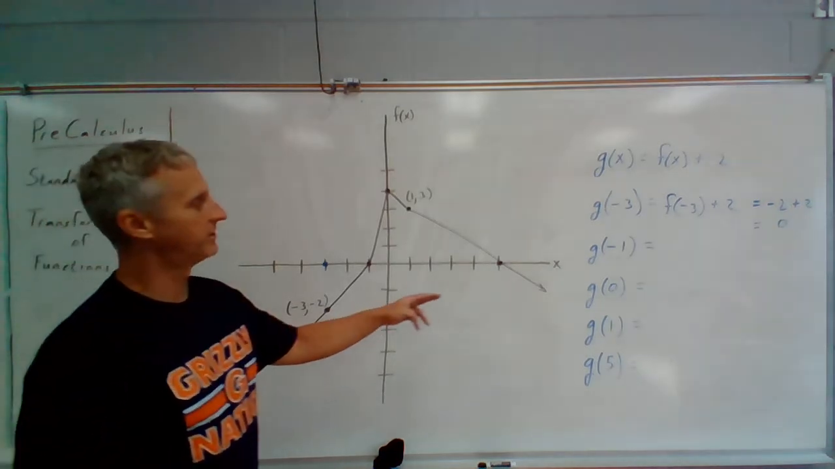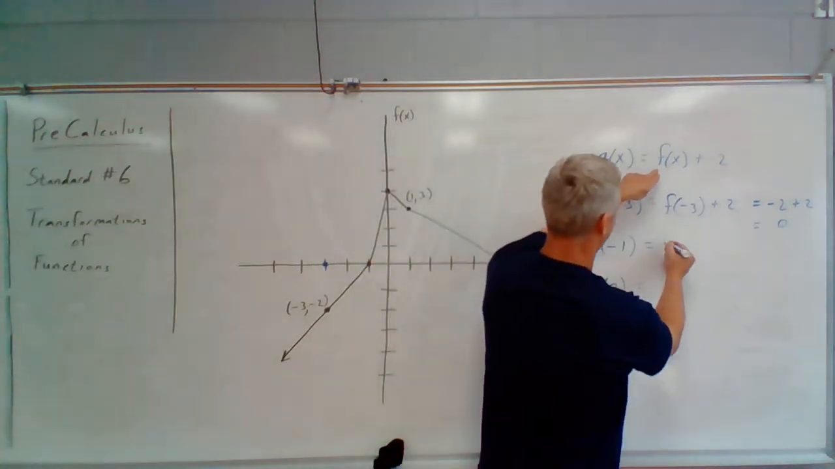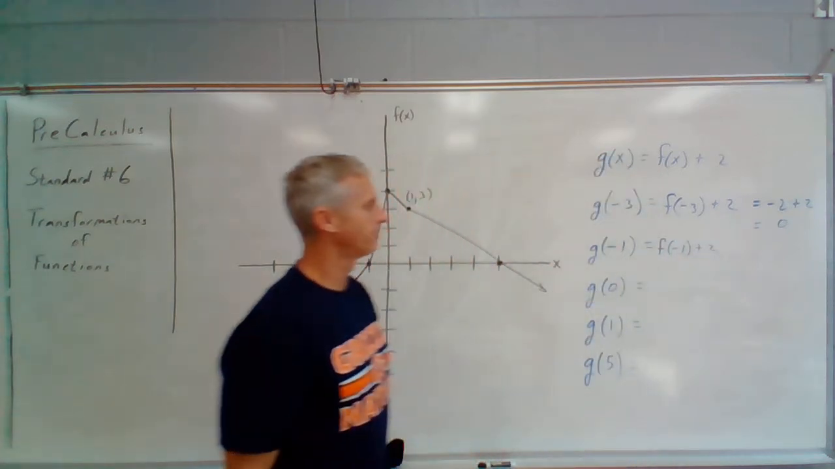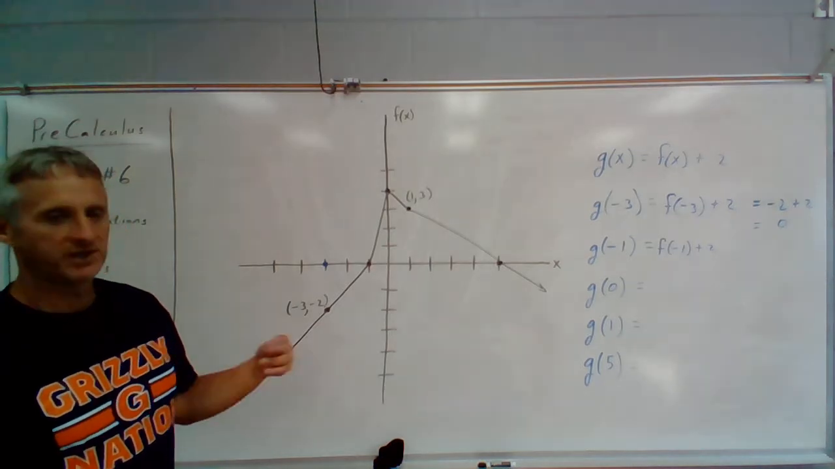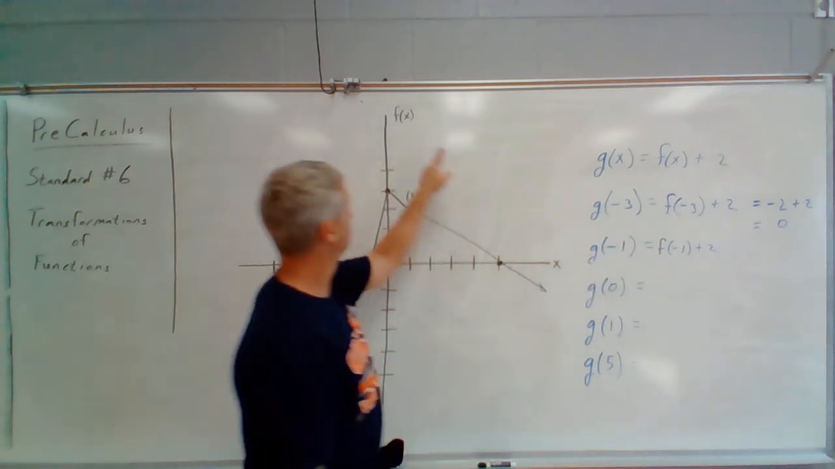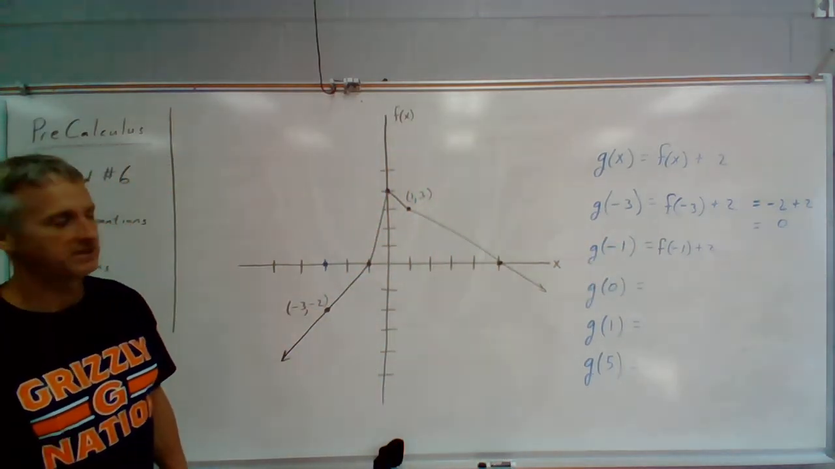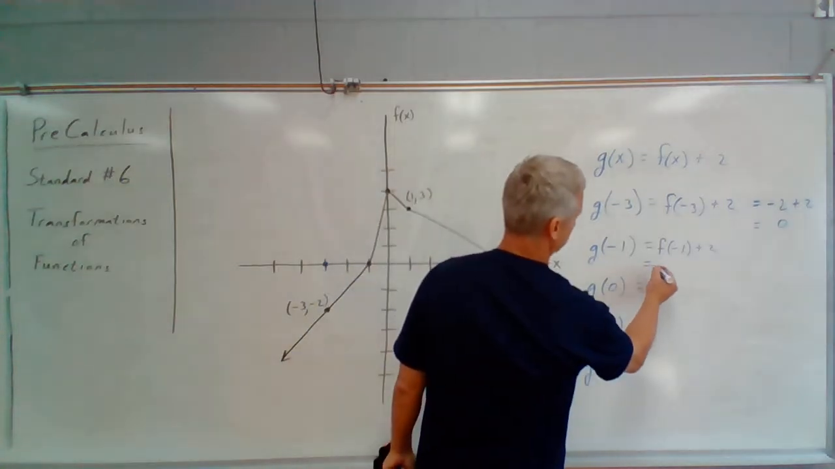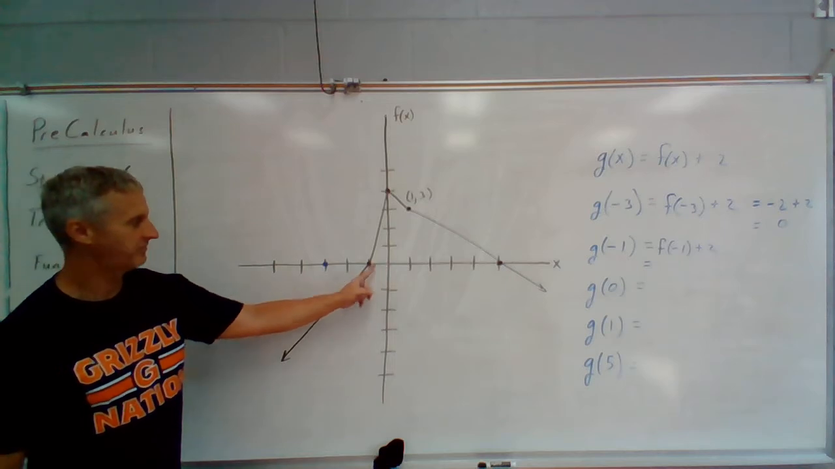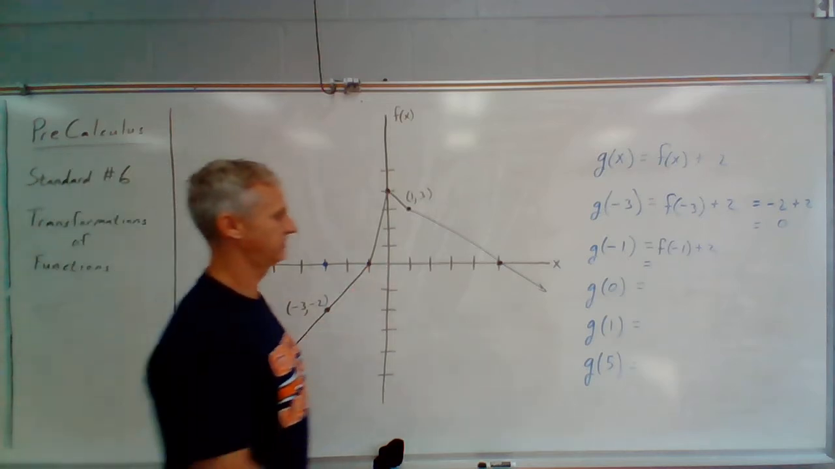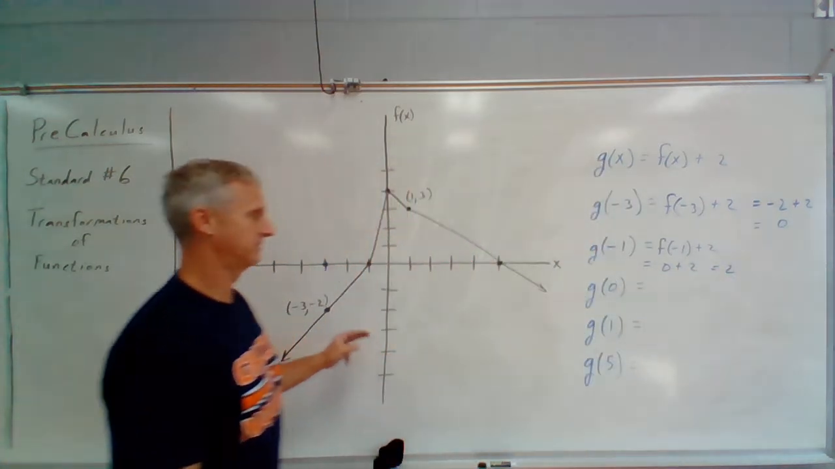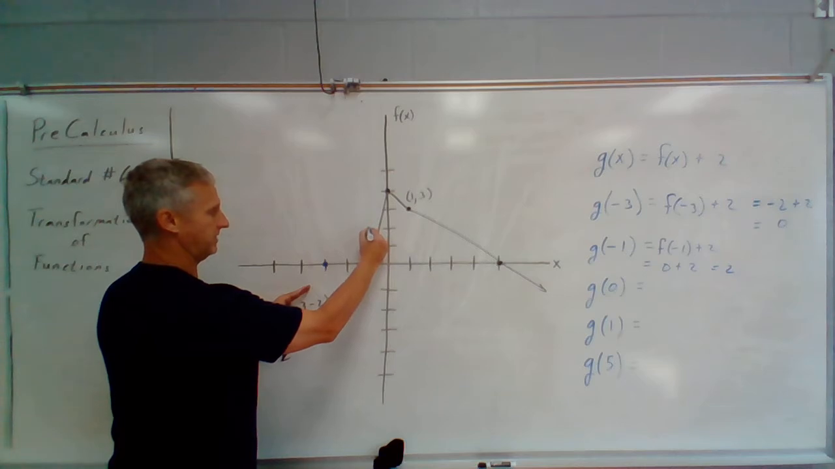Let's do g of -1. So g of -1 will be f of -1 plus 2. So plugging -1 into the blue function is the same thing as plugging -1 into the original function and then adding 2. So f of -1, I don't have an equation, but I do have a graph. F of -1 was 0, and 0 plus 2 is 2. So I have that.